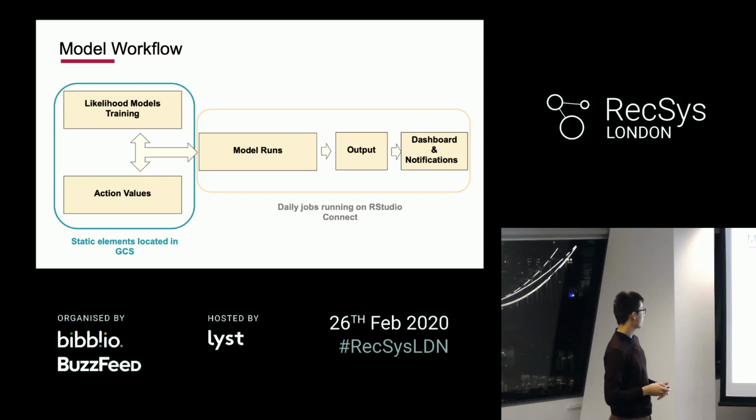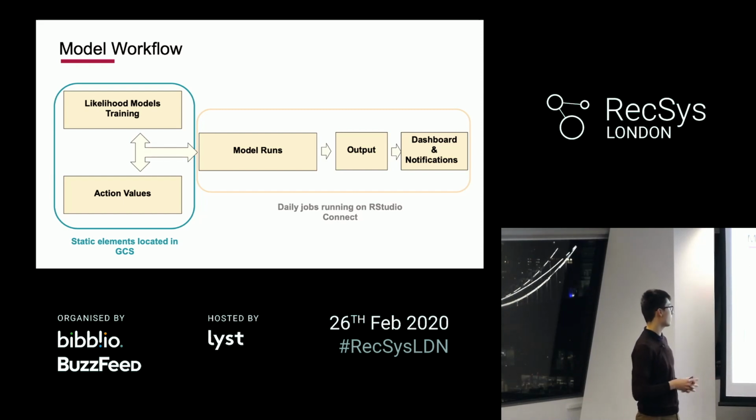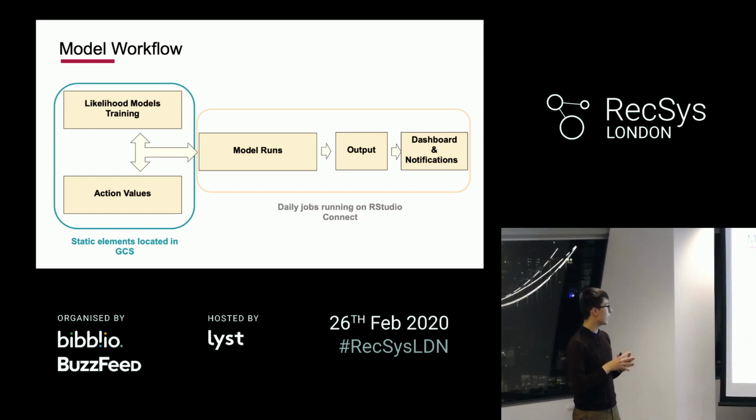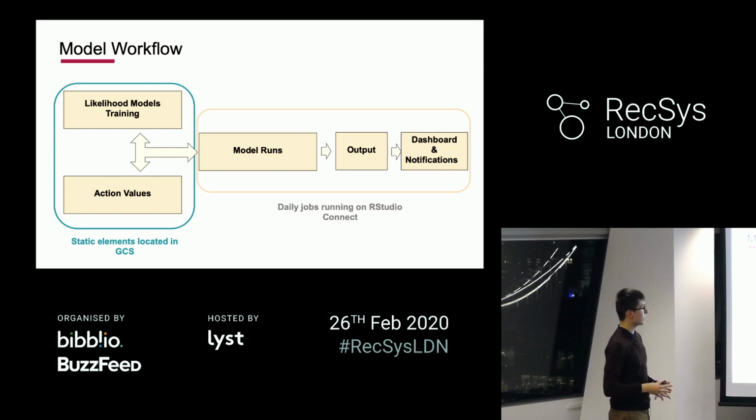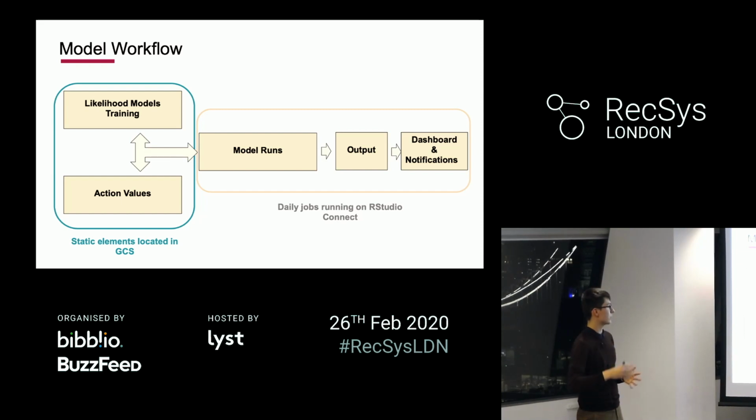The model run fetches both of those components and also gathers the most recent behavioral data from our customers. Then it puts it together and produces outputs, and those outputs are a ranking of next best actions. Those outputs are loaded to BigQuery, and from there we automatically analyze them with an interactive dashboard and notification bots.